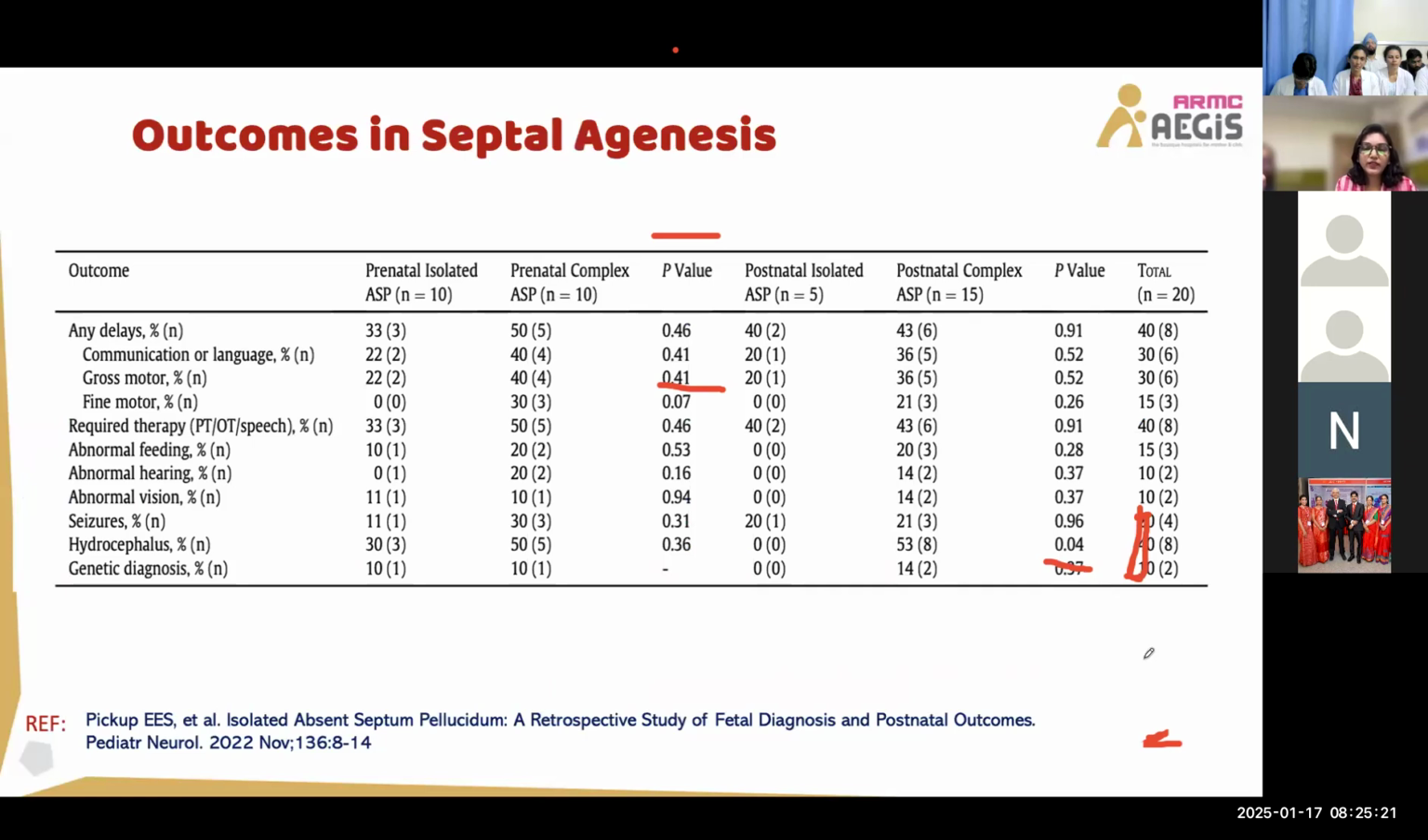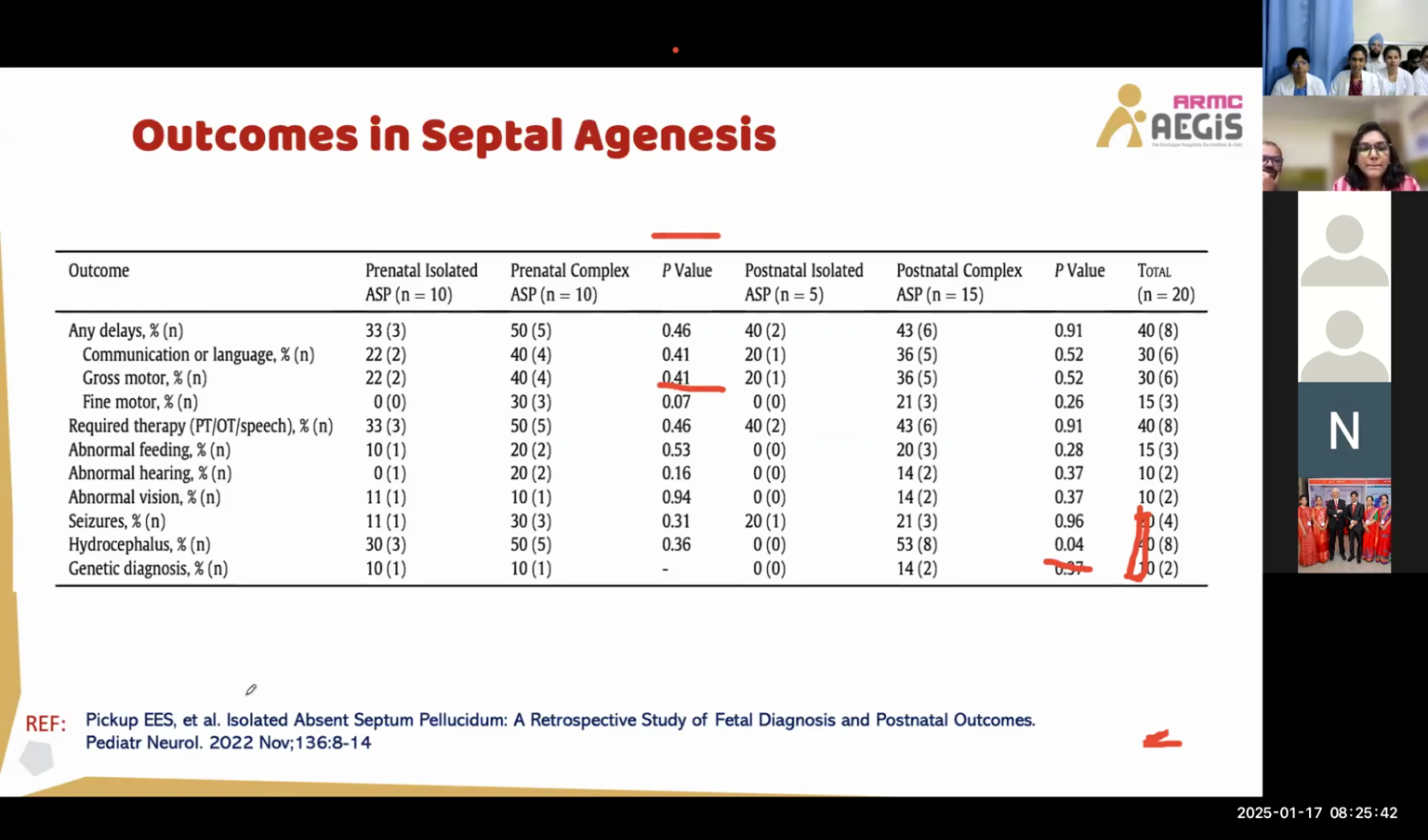So this is a retrospective study done on isolated septal agenesis cases by Elizabeth et al. And it showed diversity in the postnatal outcome, ranging from gross developmental delay to abnormal hearing and visual disturbances, seizure disorders, and variable degrees of intellectual disability as well.